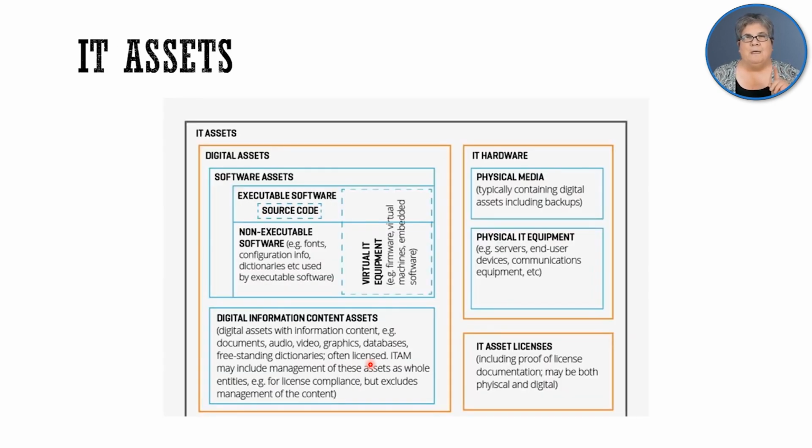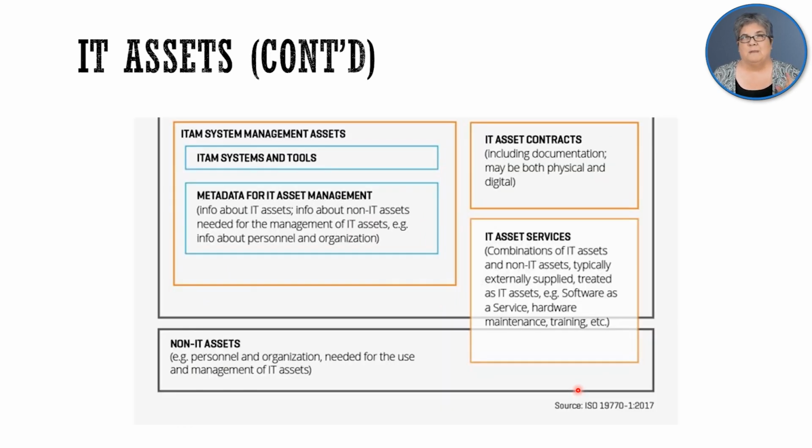First thing is to identify what are your assets, your IT assets. Some of them will be digital. They'll be software. They'll be executables. Or they might be software that's not necessarily executable but is used, like configuration information or fonts or dictionaries. Some will be virtual and some will be physical. Any digital information content assets, this is part of IT. You'll have all sorts of hardware, physical media, physical IT equipment, or the licenses for software or hardware, usually software.